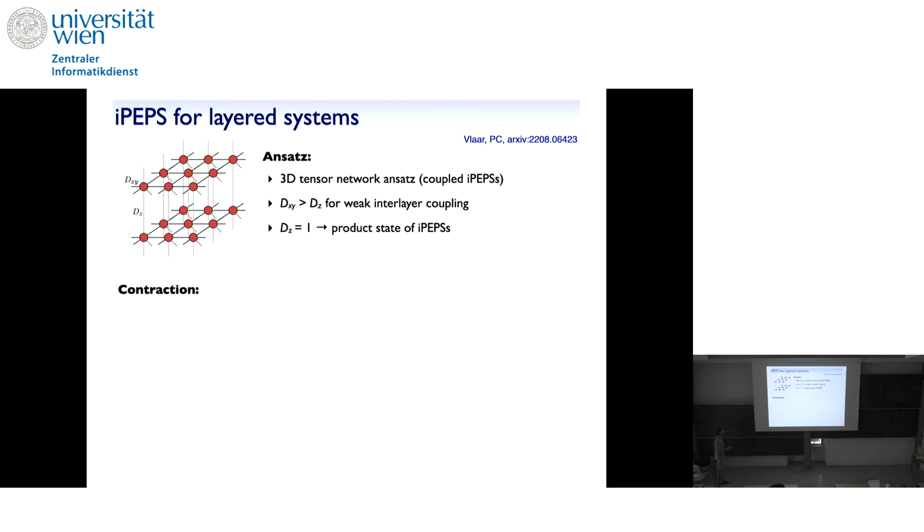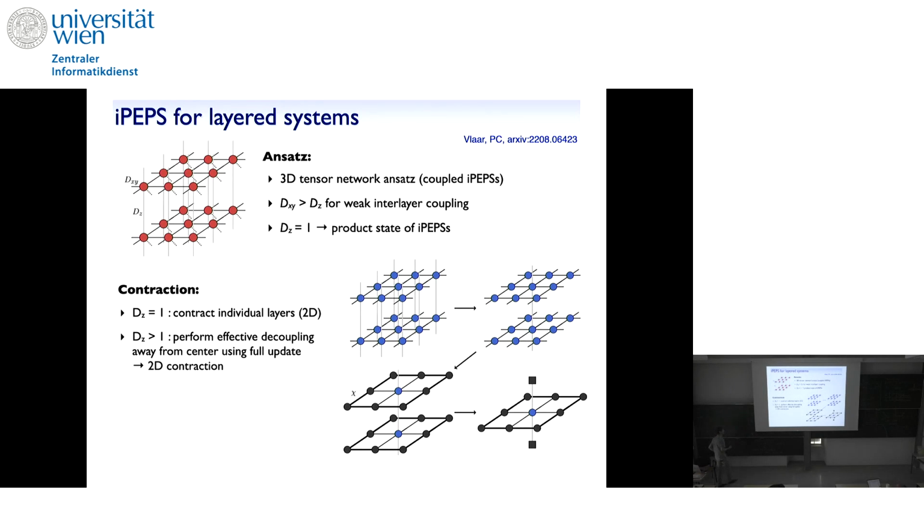Now, how do we contract this network? If we take dz equals 1, then of course the contraction is simple because it just boils down to contracting independent 2D layers. Now for dz larger than 1, we do the following. Imagine we want to compute a local expectation value in the middle here. What we do is to effectively decouple these layers away from the middle, and we do this by doing a full update truncation from a finite dz onto dz equals 1, right? So we effectively decouple the layers, but we keep the connections in the middle. And then we can use the standard 2D approaches to contract the networks around the middle.